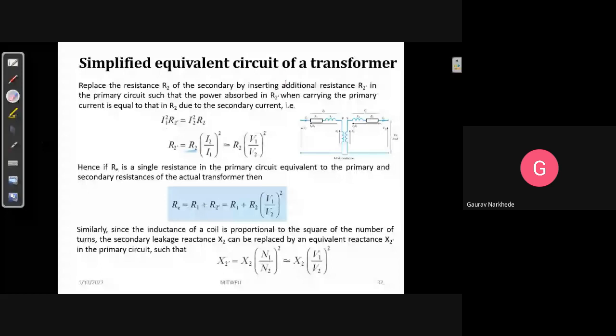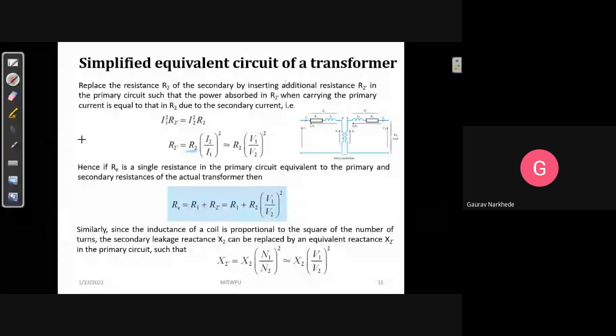So for that, what I'm doing now, we can replace R2 by inserting an additional resistance R2 dash in the primary such that the power absorbed in R2 dash when carrying the primary current is equal to the power in R2 due to the secondary current. समझ में आया? नहीं समझ में आया? Now it's very simple.